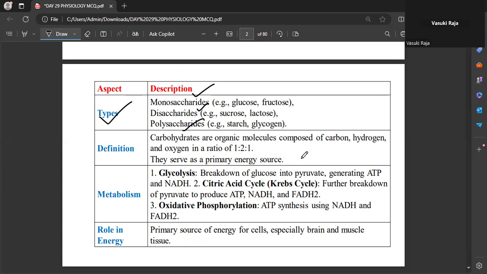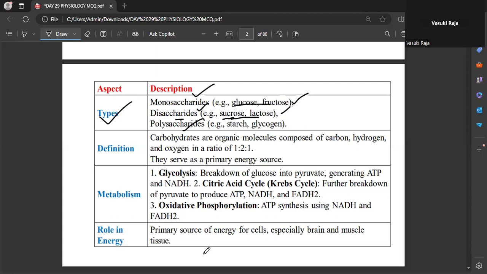Based on hydrolysis, when we hydrolyze a particular sugar, if we get only one saccharide, that is, if we can't hydrolyze it further, it will be called a monosaccharide. If on hydrolysis we get two sugars, that will be a disaccharide. If we get many monosaccharides as a result of hydrolysis, we call them polysaccharides. You should know that glucose and fructose are monosaccharides. Sucrose and lactose are disaccharides.